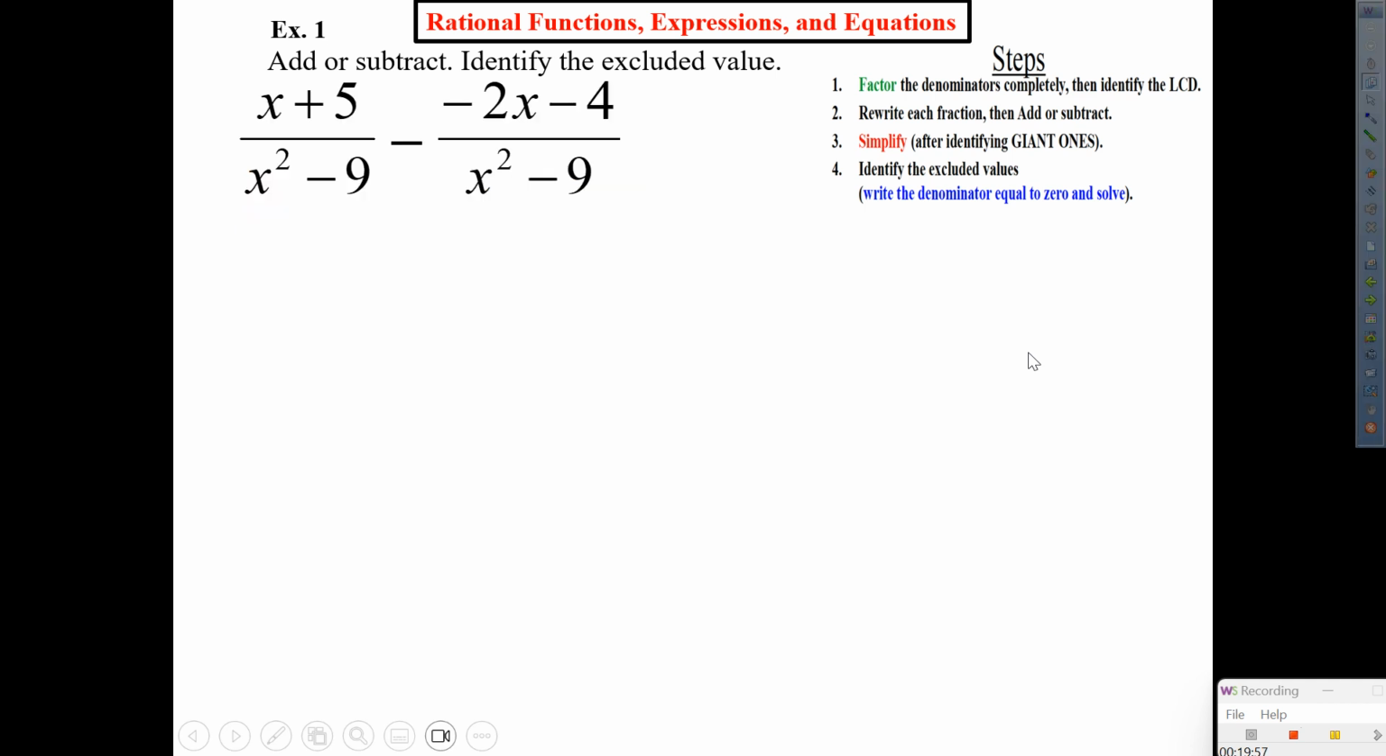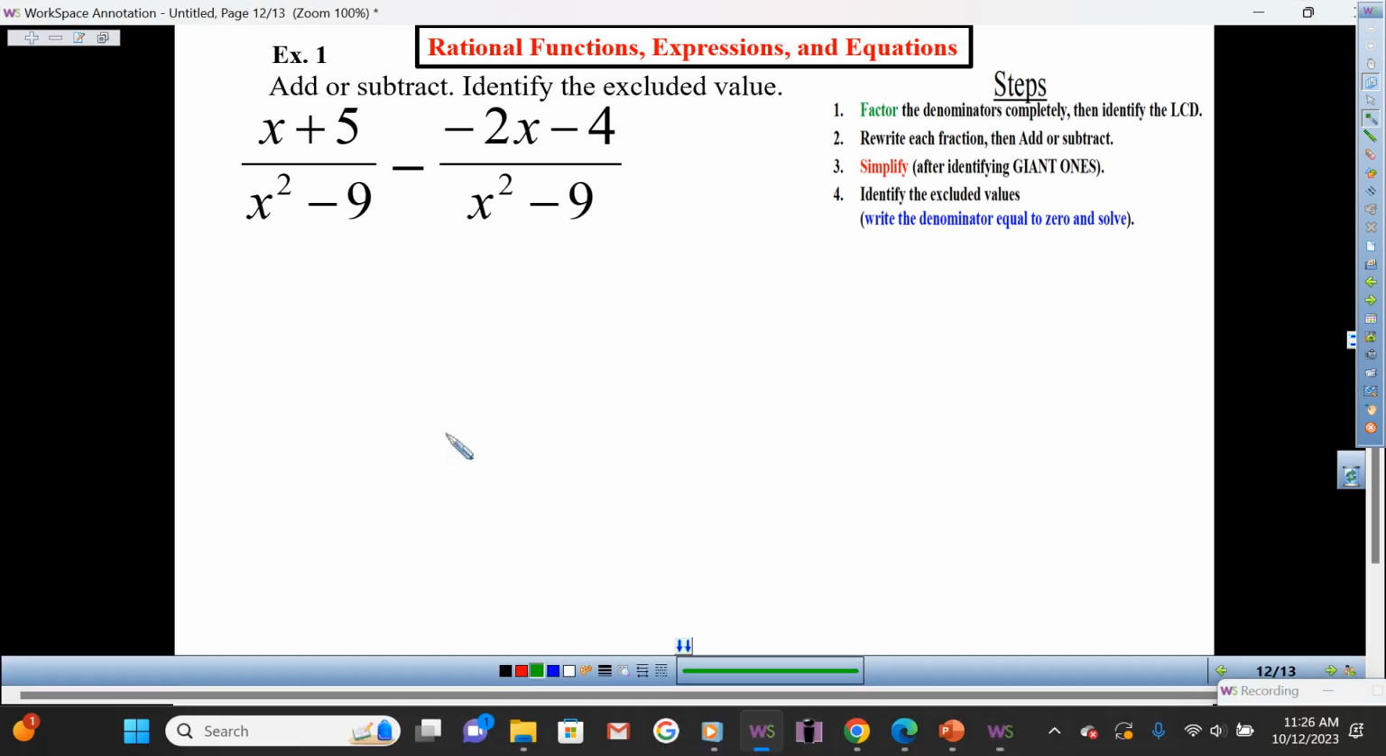Example 1, we have x plus 5 over x squared minus 9 minus negative 2x minus 4 over x squared minus 9. Copy that, please. We're also going to do this one together to make sure we got it. Some of you can go ahead if you want. Here we go. Step 1, factor the denominator. So, look at the denominators. Tell your neighbor what factors we write for x squared minus 9. What are my factors?